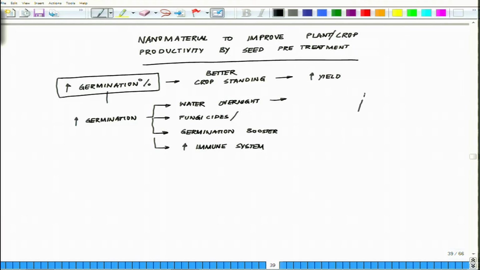Now, for the simplest of all, water treatment, what does the water do? If you look at the seed, any seed has a seed coat, and inside, the real growing material is preserved. Now, the seed coat is mostly impermeable to water. It does not allow water or other things to pass through so easily. So, when it gets an overnight treatment with water, slowly the water molecules enter inside over a period of time and activate the metabolic processes.